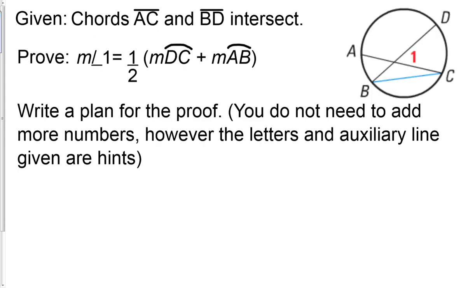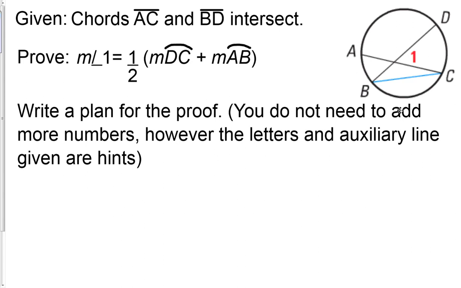And lastly, we have a proof. Given chords AC and BD intersect, prove angle 1 equals half the sum. So this is the inside form that we're proving. I would say right now, as a challenge, try to write a plan for the proof. Think about the steps we did in the 10-4 proof, there's a couple similar. We don't have a center, so we won't be using all radii congruent, but try to think about what we know about these.